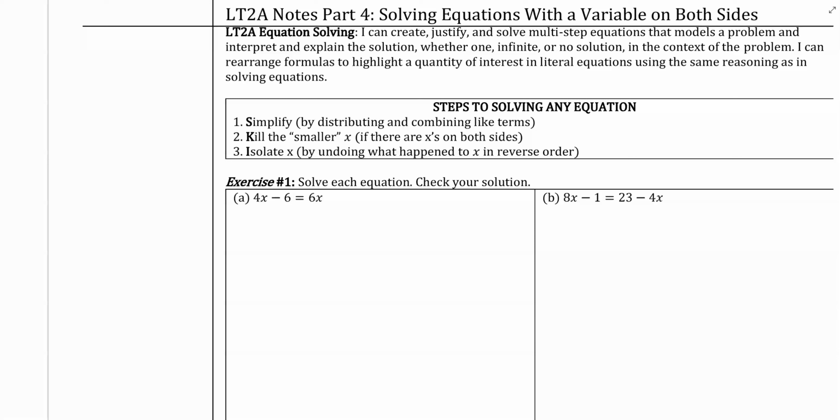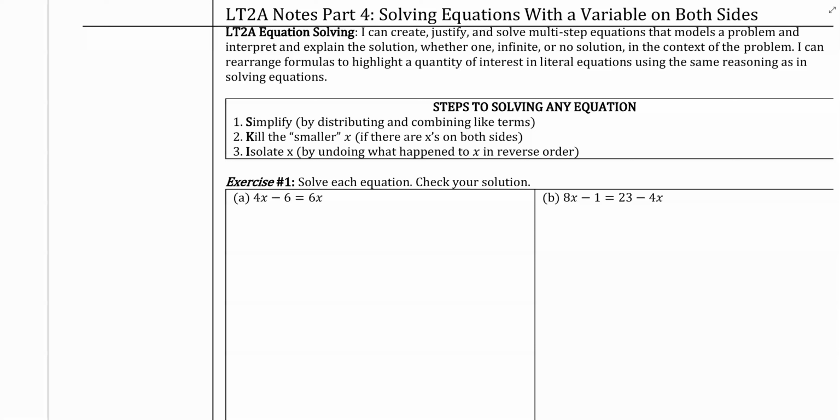The first step is going to be simplification, which means if there are any parentheses, we want to distribute into the parentheses, and if there are any like terms, then we want to collect or combine those together. From there, step 2 is to kill off the smaller x if there are x's on both sides of the equation. And then our last step is ultimately to isolate x by undoing whatever has happened to x.